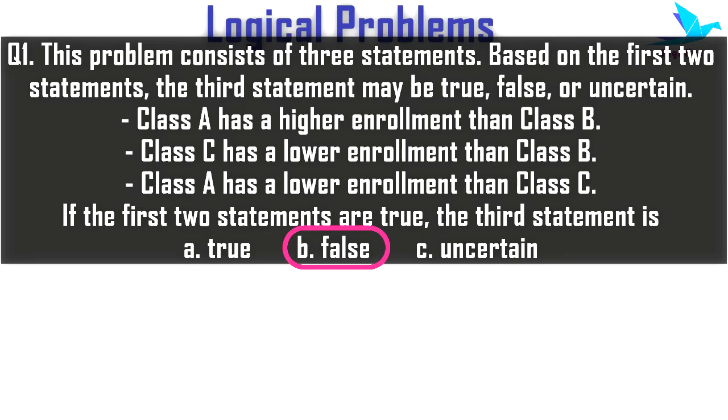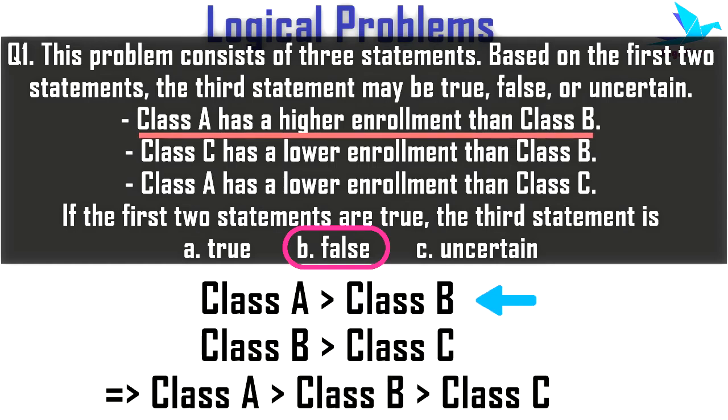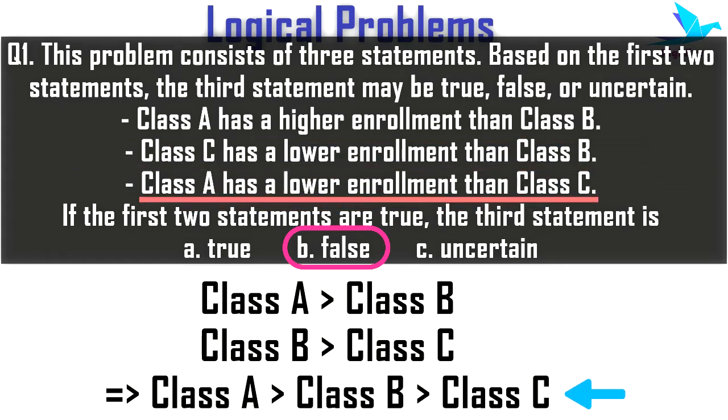Let's see how. Now from the first statement we understand Class A is greater than Class B, and from the second statement we understood that Class B is greater than Class C. So that implies Class A is also greater than Class C. But the third statement says Class A has a lower enrollment than Class C, which is false.